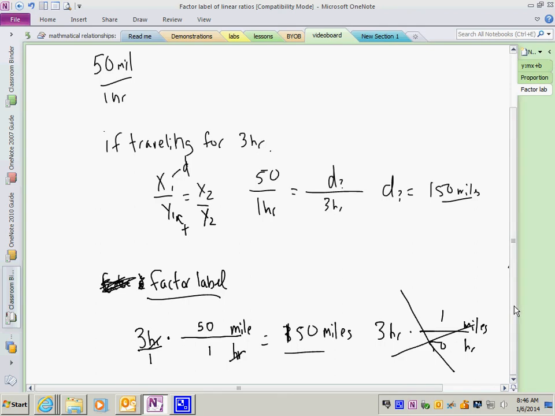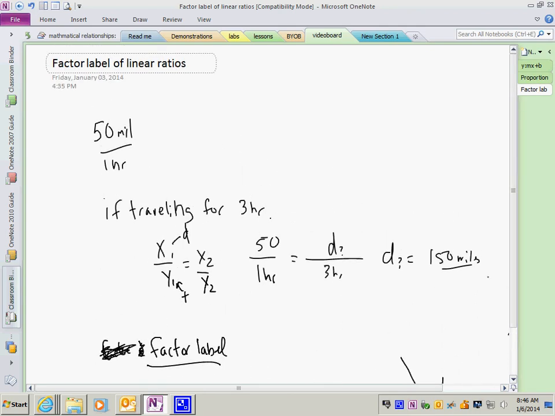Okay. Brief example into factor label. This will be covered in depth in class and for the rest of the semester.